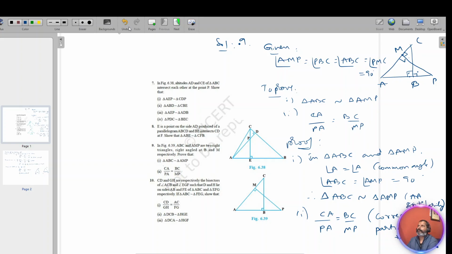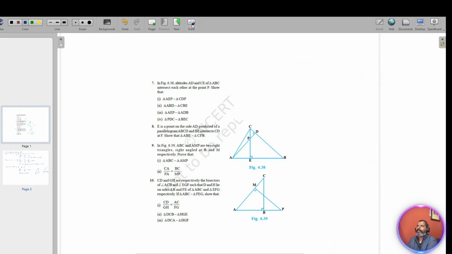Then we will see the 10th one. This is very easy, only by the angle bisector concept. When a line bisects an angle, the bisector angles are equal. That concept it is. Okay. In the, sorry, figure is not given. Just read out the question and try to draw the figure.